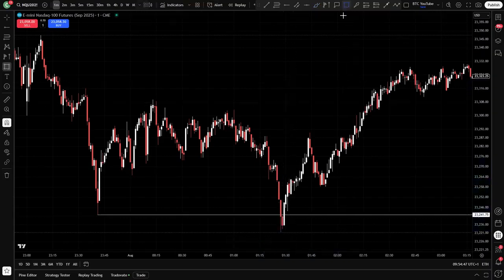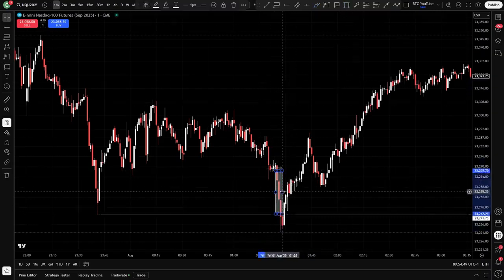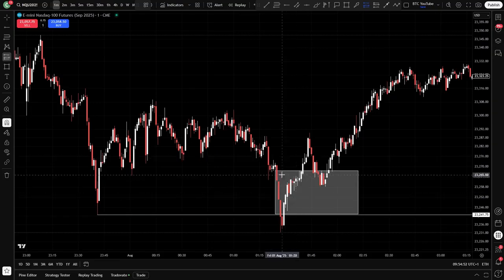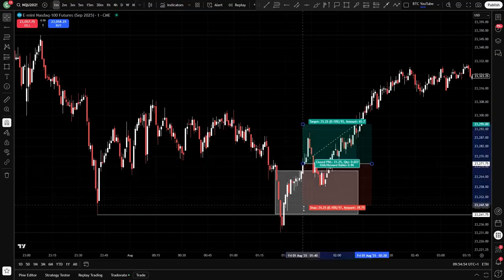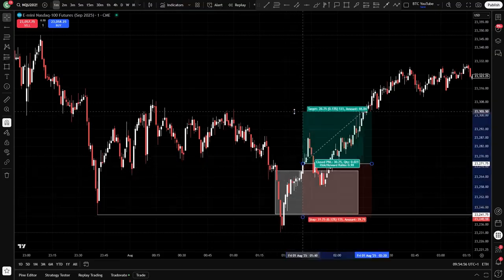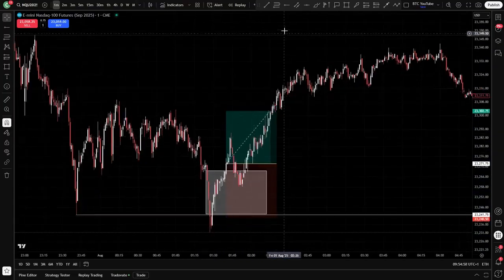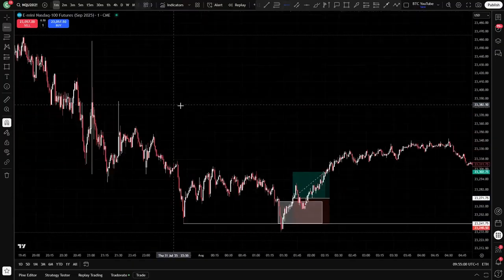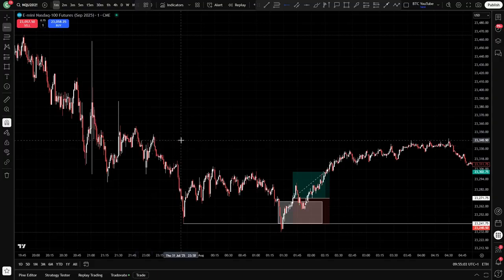V-shape back up. Lovely. Massive fair value gap here that you could have taken. Close above. Obviously, we got a little bit of drawdown. We came back up and hit the 1-for-1. You could have had your 1-for-1 here, so maybe a runner up towards this high here.